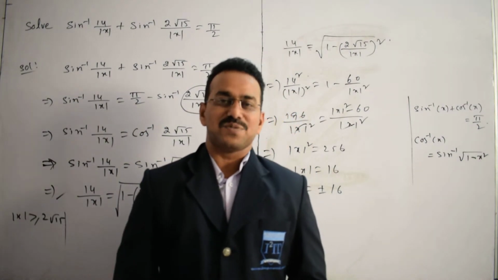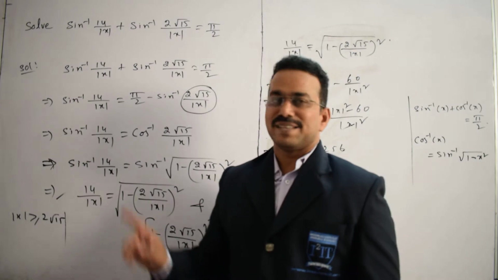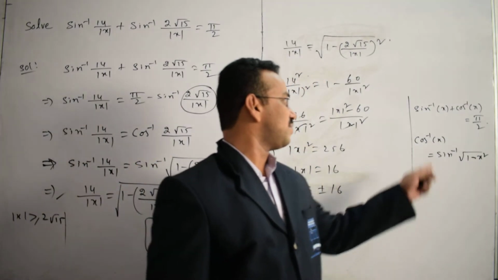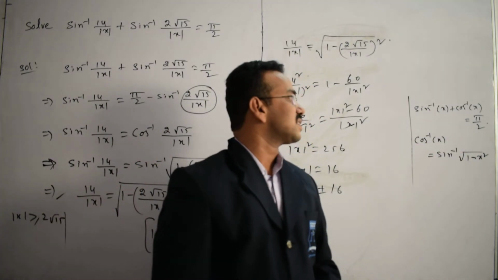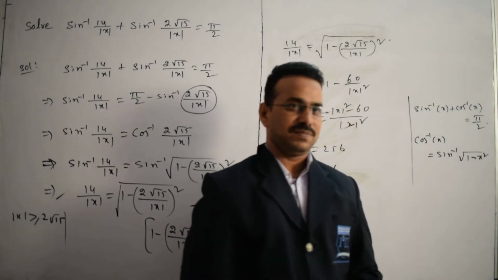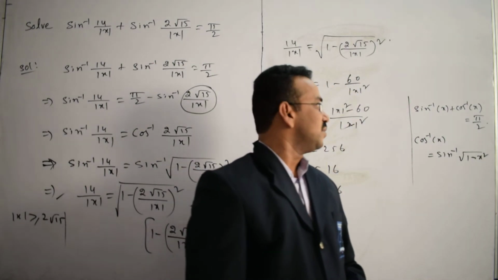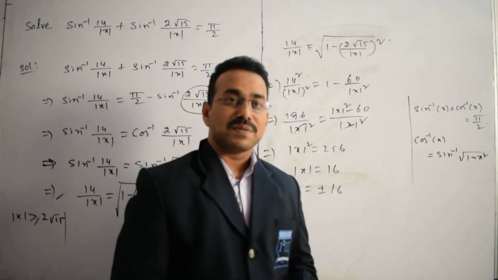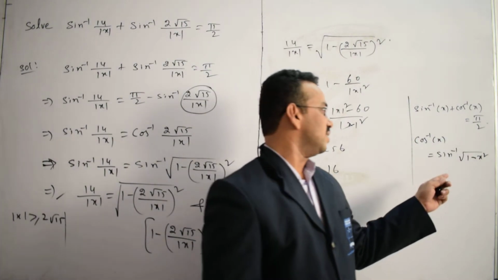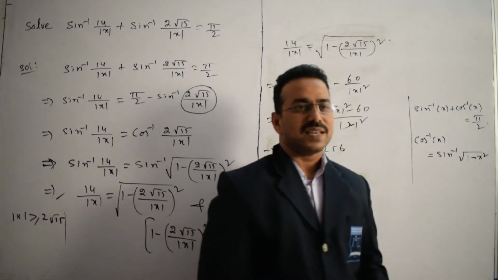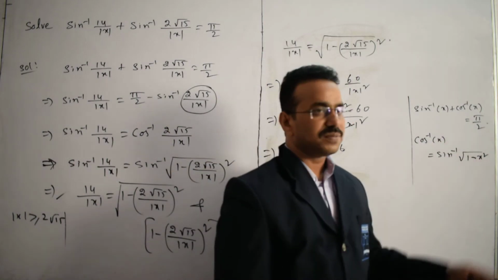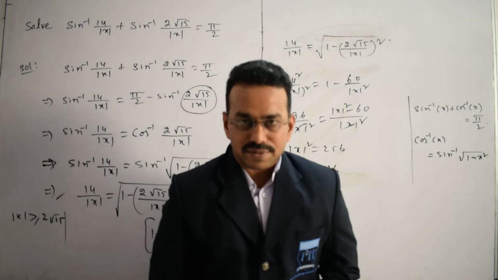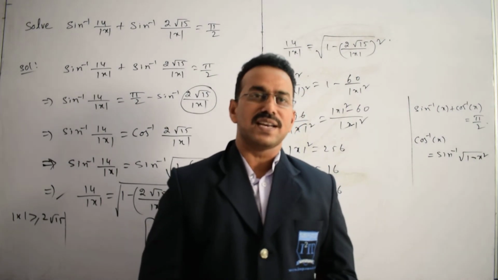So at last, what is the concept we applied here? Simply, we applied two formulas. What is the first one? Sin inverse of x plus cos inverse of x equals pi by 2. After applying this, we will get sin inverse of something which equals cos inverse of x. From that, cos inverse of x, we have written in terms of sin inverse of x, that is cos inverse of x equals sin inverse of square root of 1 minus x square.